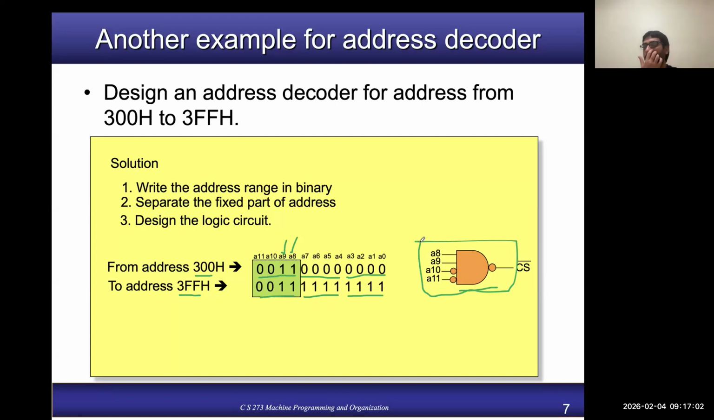Again, after the lecture, maybe you can do the exercise just like I did in the previous slide to validate the address decoder, by feeding it an address within the range and then an address out of the range. For addresses within the range, the decoder should give you a value of 0, and for those out of the range, it should give you a value of 1. Okay. Is it clear?